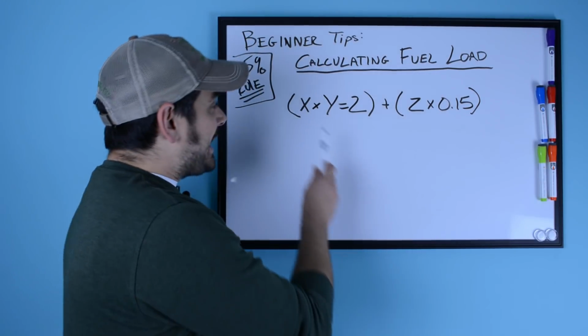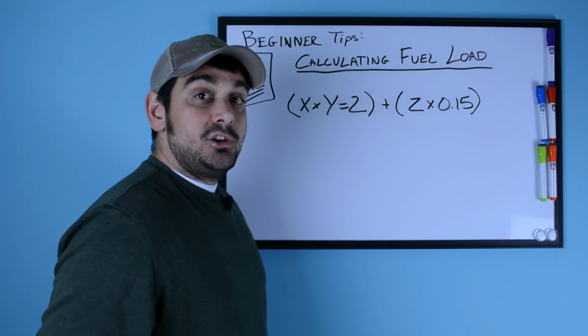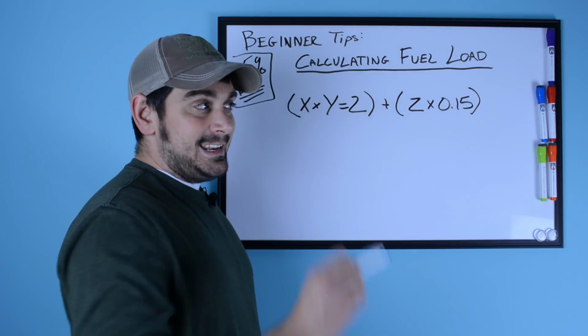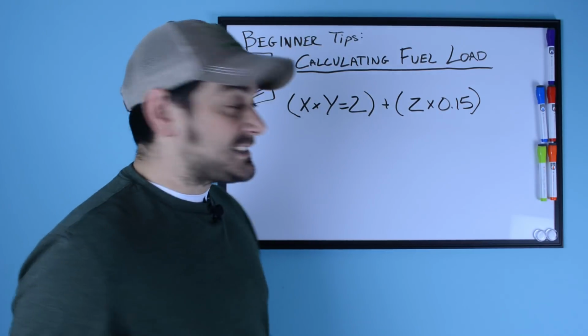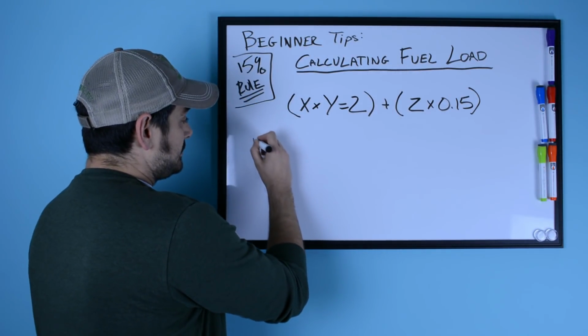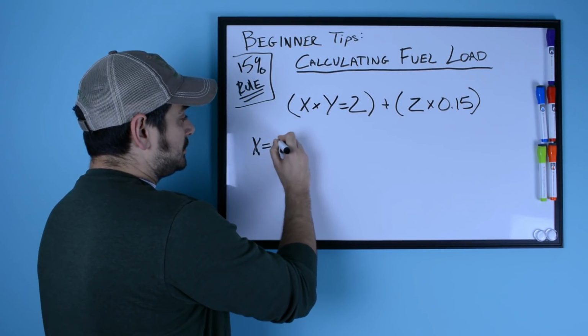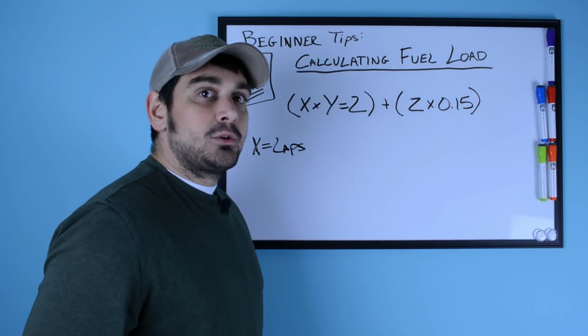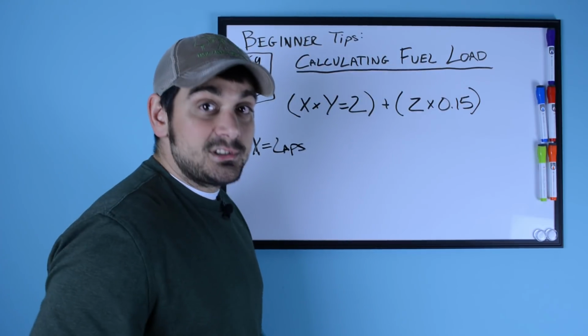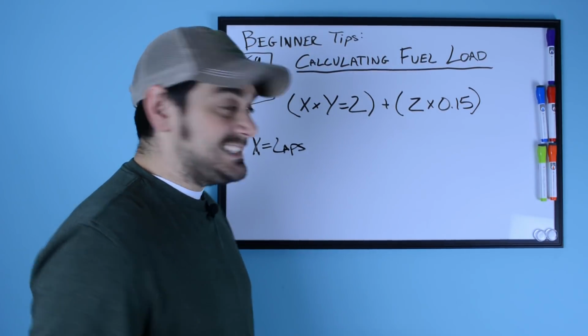Okay? So X is going to be your length of race in time or laps. In this case, we're going to say that it's laps. So X equals laps. And in this case, we're going to run a race that's 10 laps, just to keep the numbers easy.